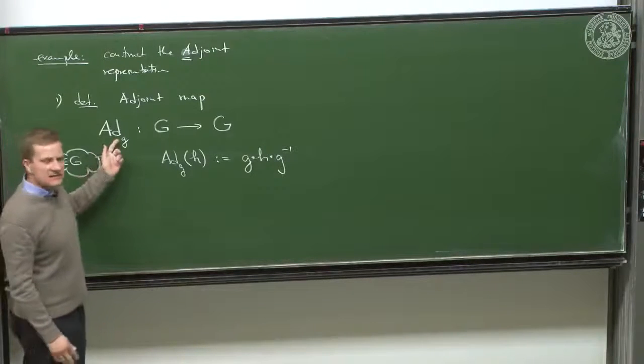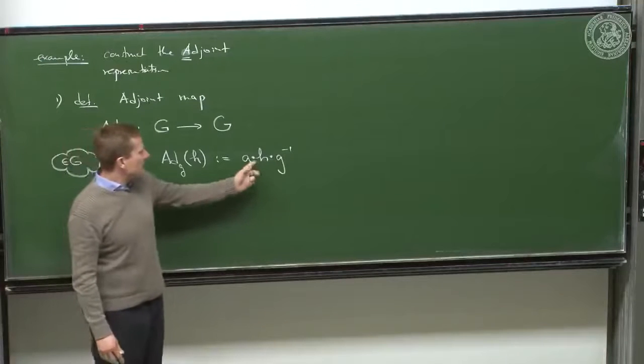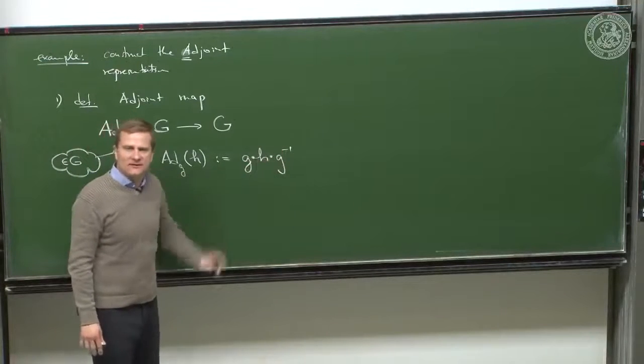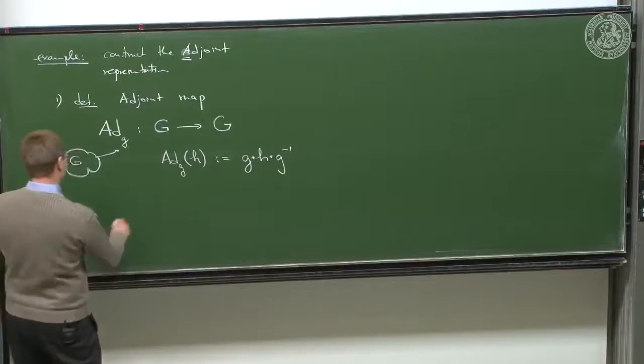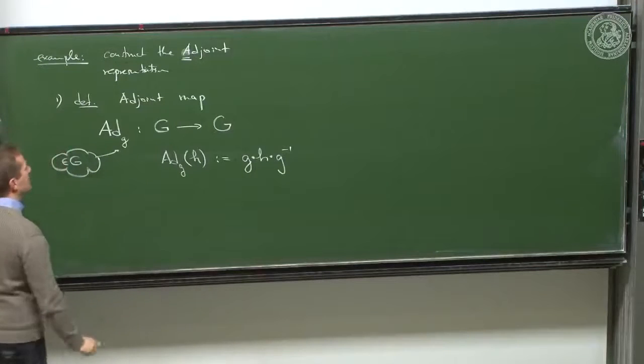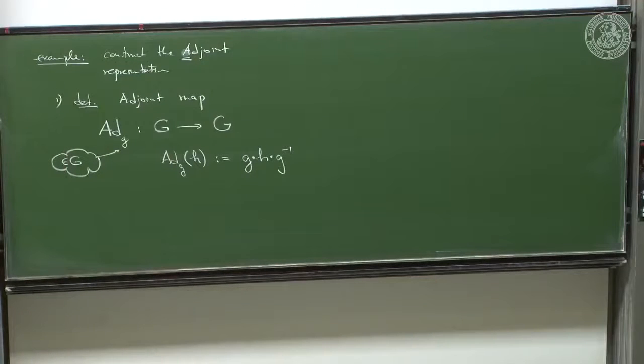It's a left translation with g and a right translation with g inverse, one after the other. Okay? So, anyway, I said it. That's the adjoint map.